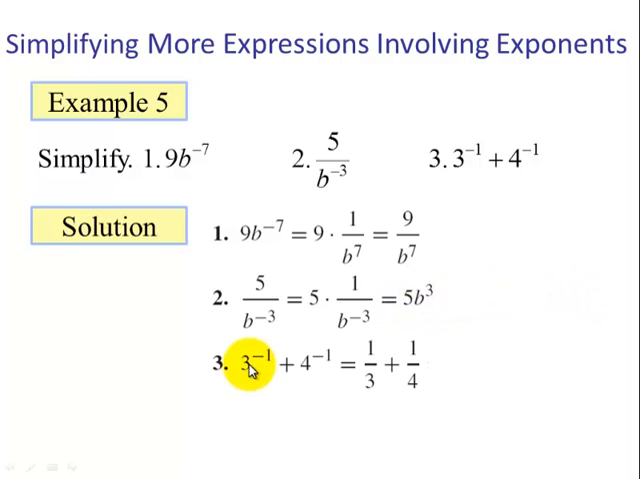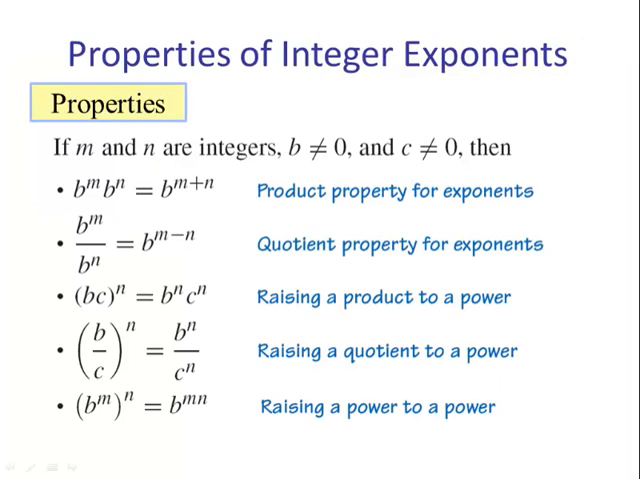Number 3, 3 to the negative 1 power. It's in the numerator, so we have to send it down to the denominator, plus 4 is a different base. For the base of 4, it has a negative exponent. It's in the numerator. We have to send it down to the denominator. So 1/3 plus 1/4. We have to get a common denominator of 12, and that gives us 7/12.